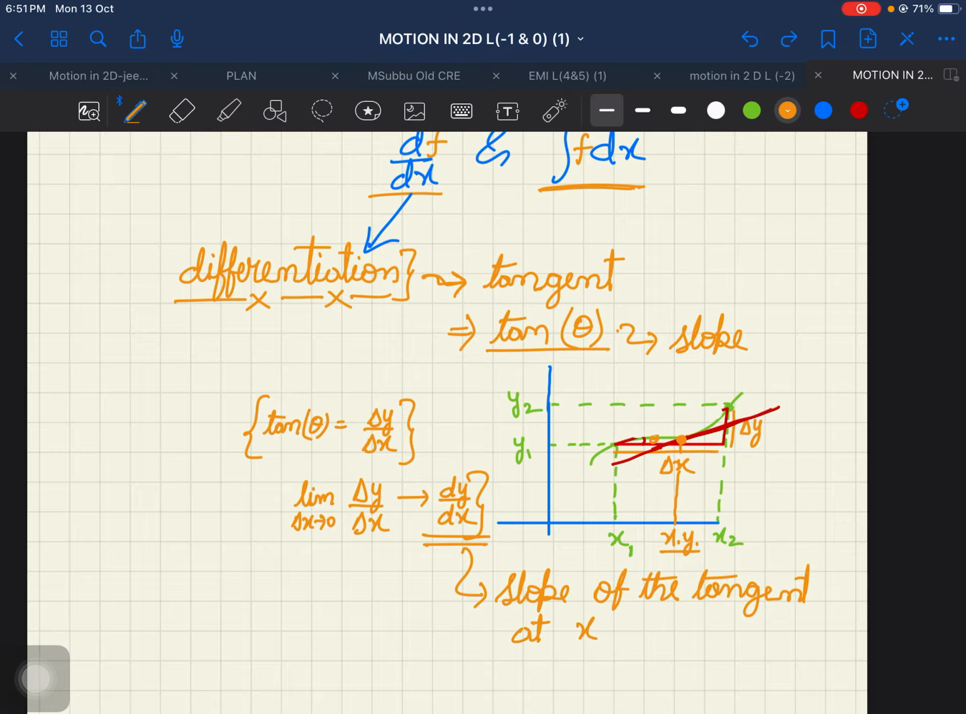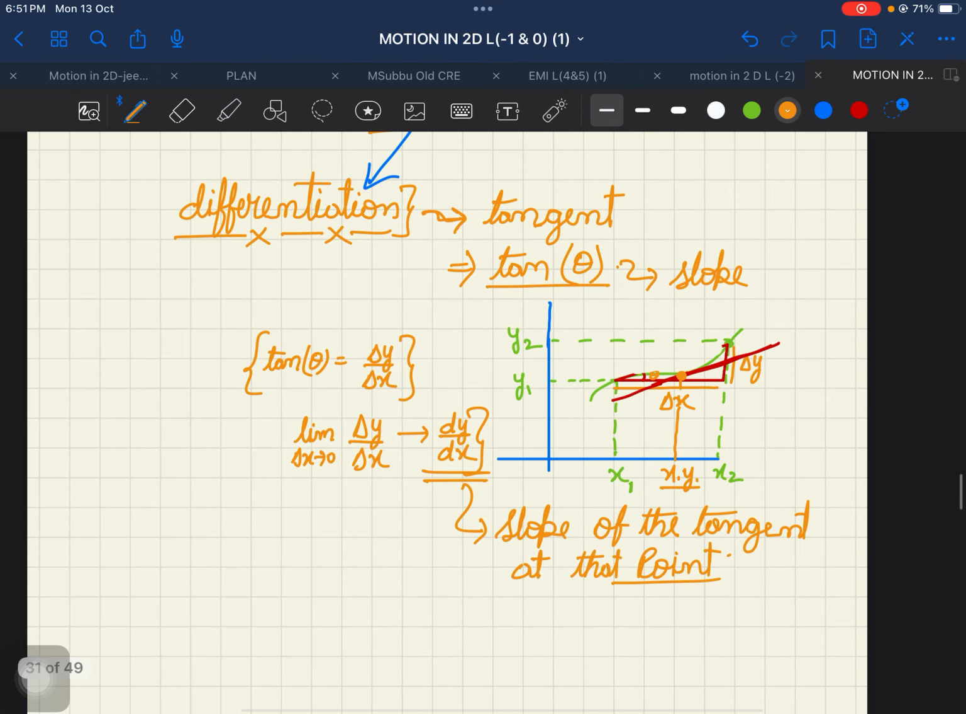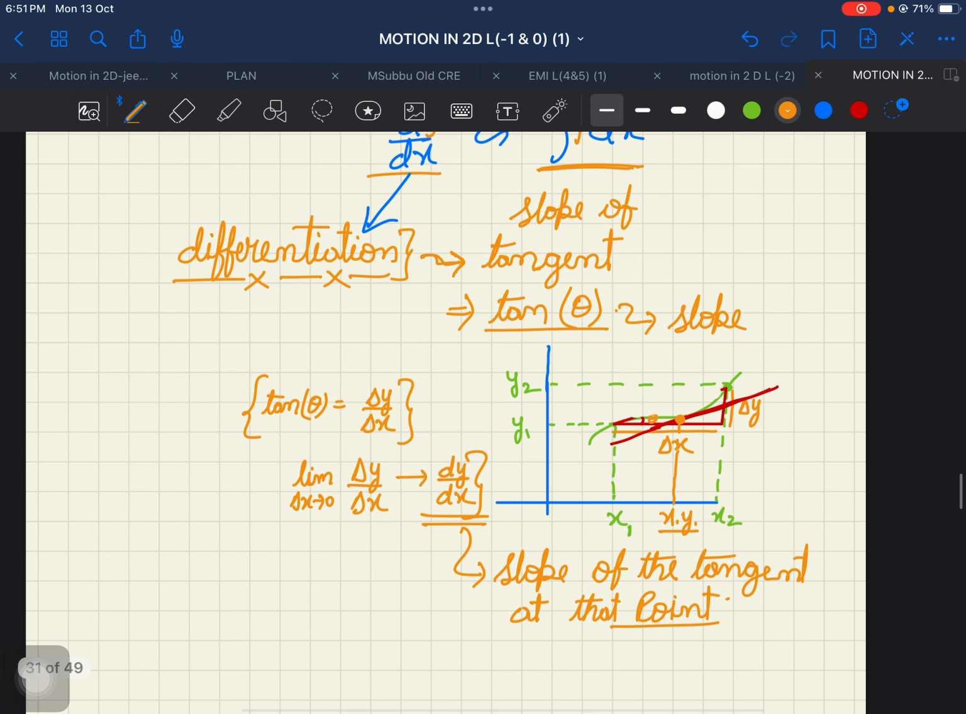Or you can simply say that at that point. Clear? Okay, students, so this is what your dy by dx means. It will not give you the tangent, not the slope, it will give you the slope of the tangent, right? Finally, slope of tangent. So this is what differentiation means, the slope of a tangent.